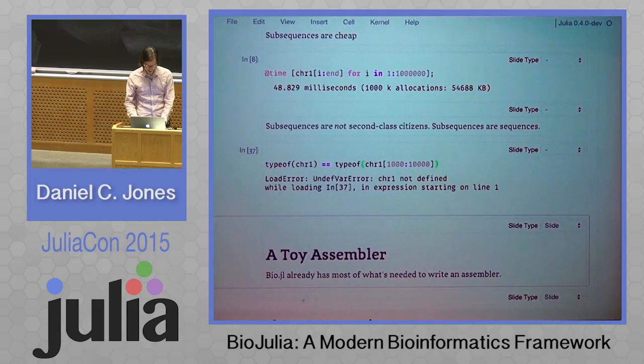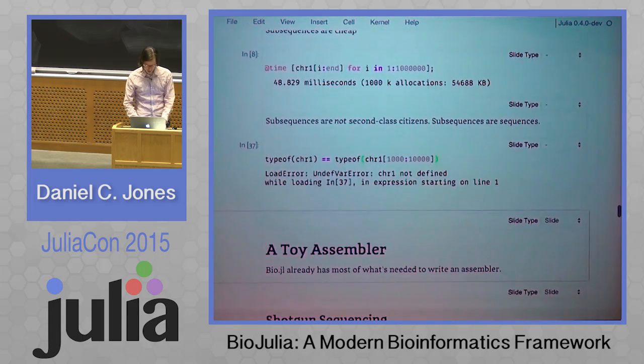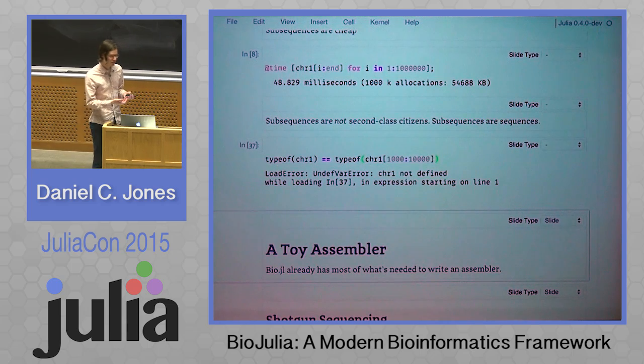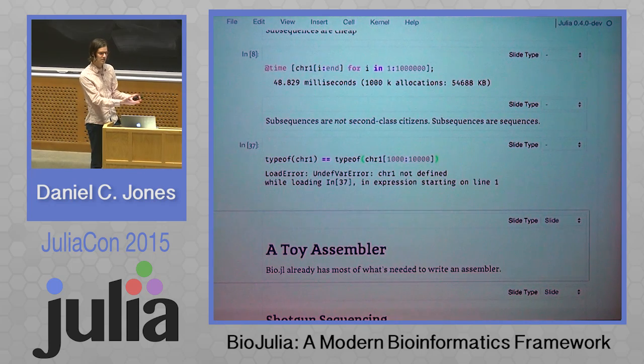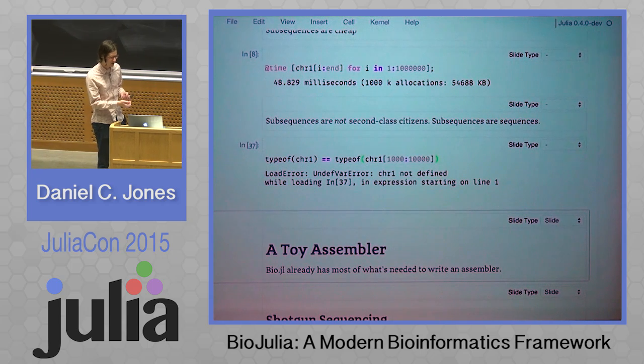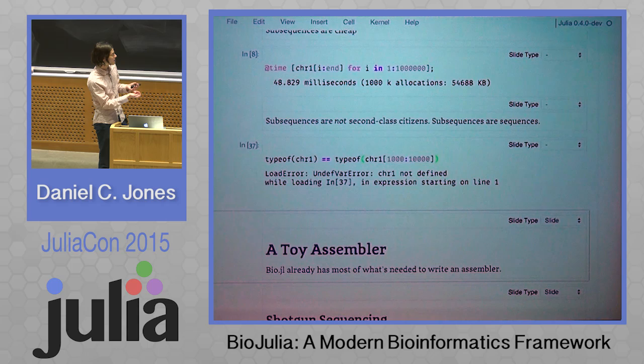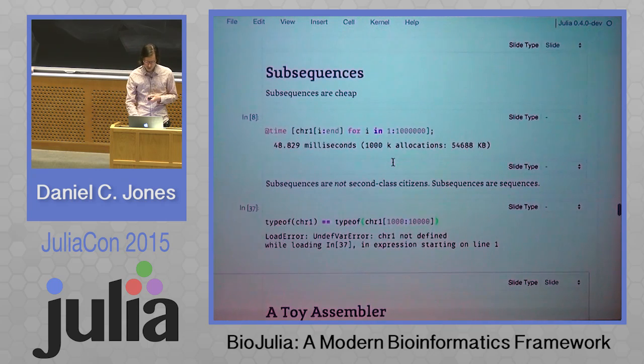My notebook's a little bit out of date. But when we take subsequences, it's not like a second-class type. A sequence and subsequence are the same thing. If you take a subsequence, you get a sequence. So it's not like a second-class citizen. You can run any function on a subsequence that you can on a sequence.